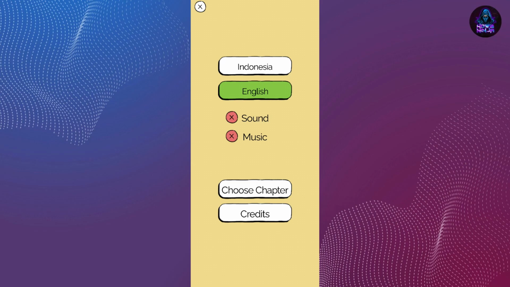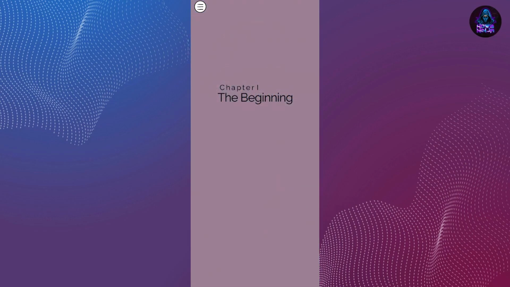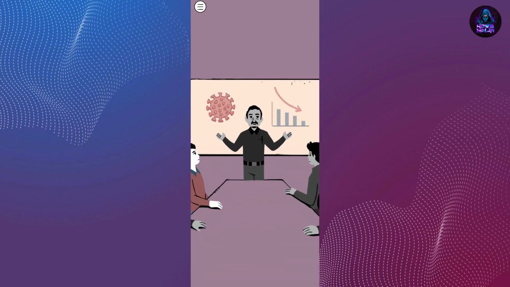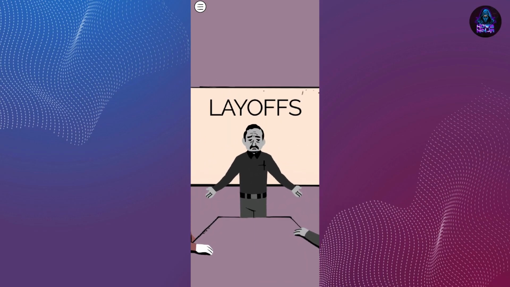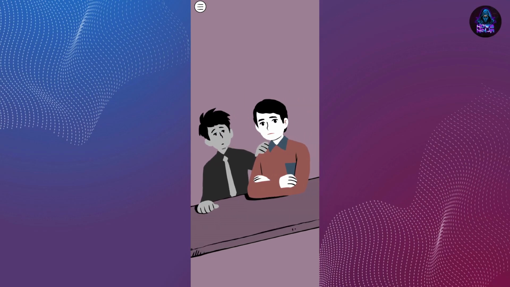So if you go back to the home page, you're just going to tap anywhere on the screen to begin the game. As you can see here, the first chapter is the beginning, in which the man got laid off because of company losses. You're just going to tap on the screen and follow the instructions to play the game.